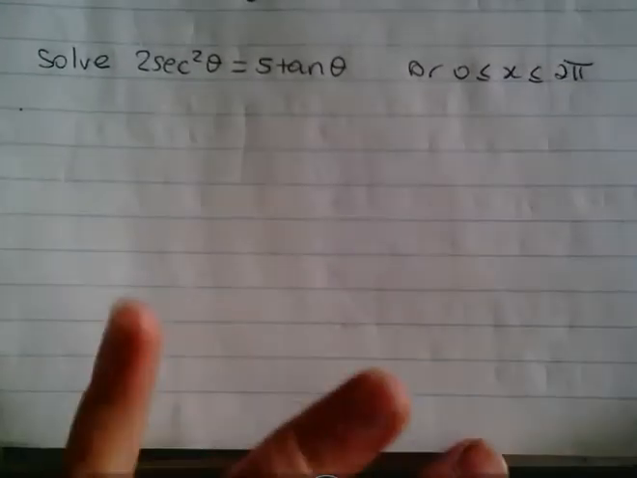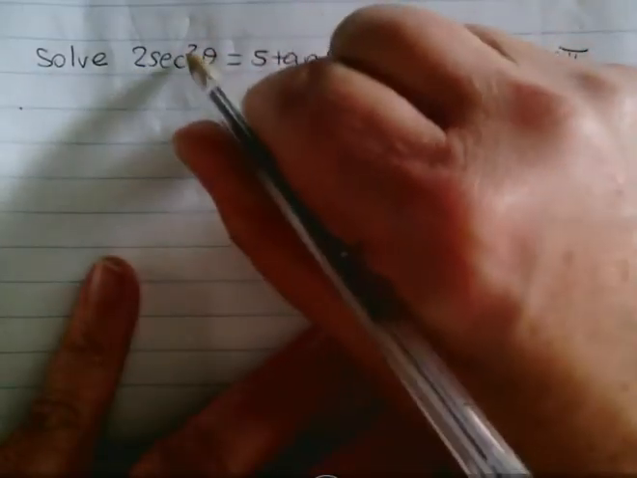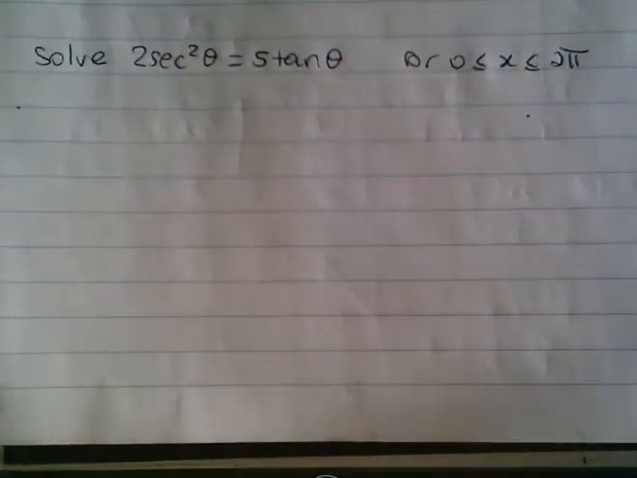Okay, now for, I think this is, yes it is, it's the last question. And it's just similar to something we did before, but I'm not sure if this one's going to give us an exact answer. So let's see how we go. So 2 sec squared theta equals tan theta. Now we have to see if it's going to be a quadratic, but at the moment there's no relationship between the sec squared theta and the tan theta.